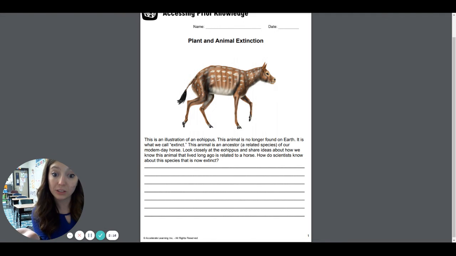Go ahead and download this into Notability. You may type or write your answers and then submit it to Schoology when you're done. At least 3 sentences. You got this. It's just accessing prior knowledge. It should not take you long at all. Maybe 5 minutes.